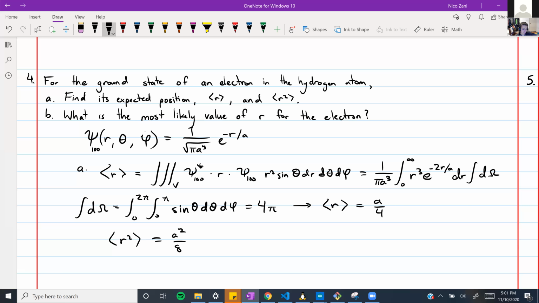So the last part of this question, what is the most likely value of r for the electron? All right. Who wants to answer that question? Wait, why is r squared a squared over 8 and not a squared over 16? It could be. I may have messed up the algebra there.